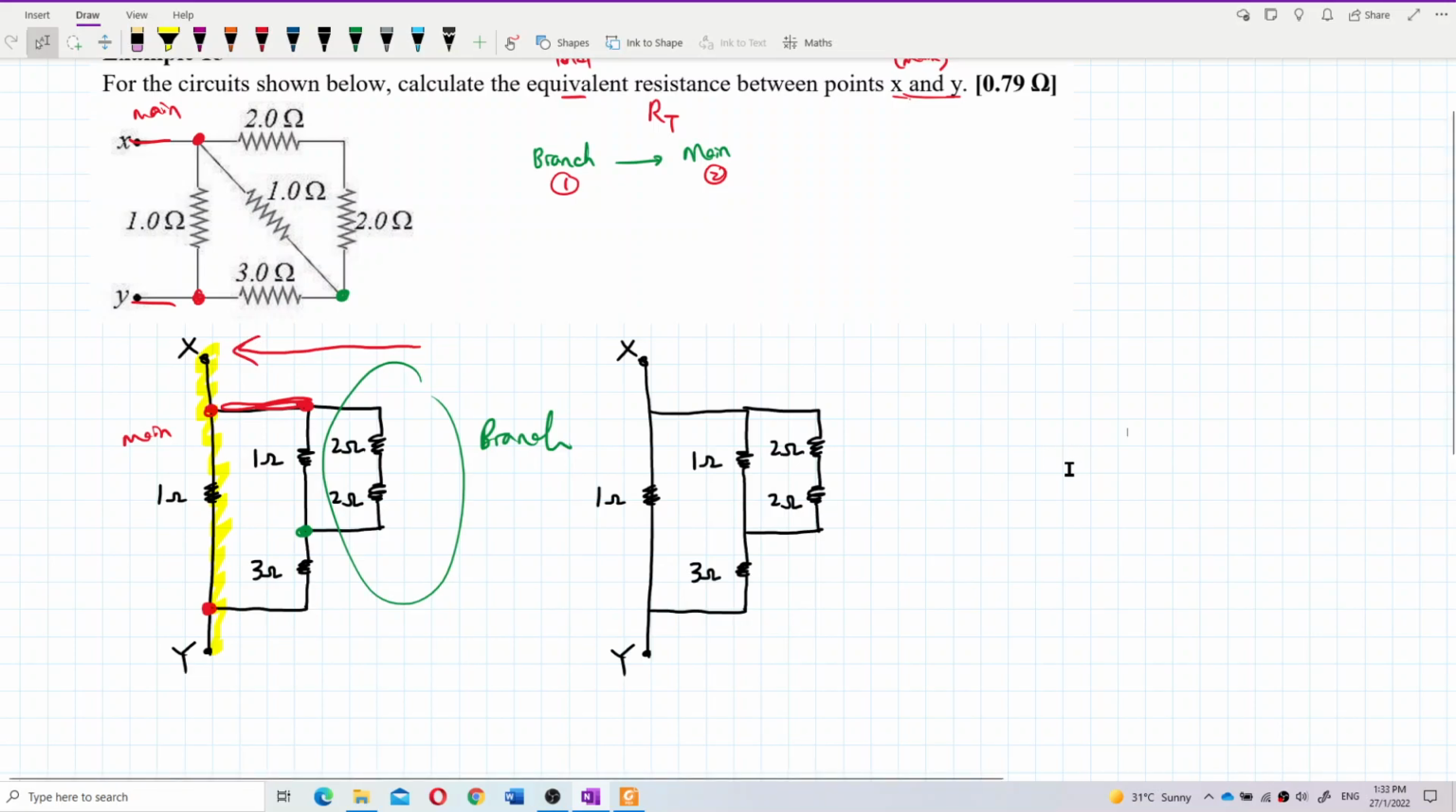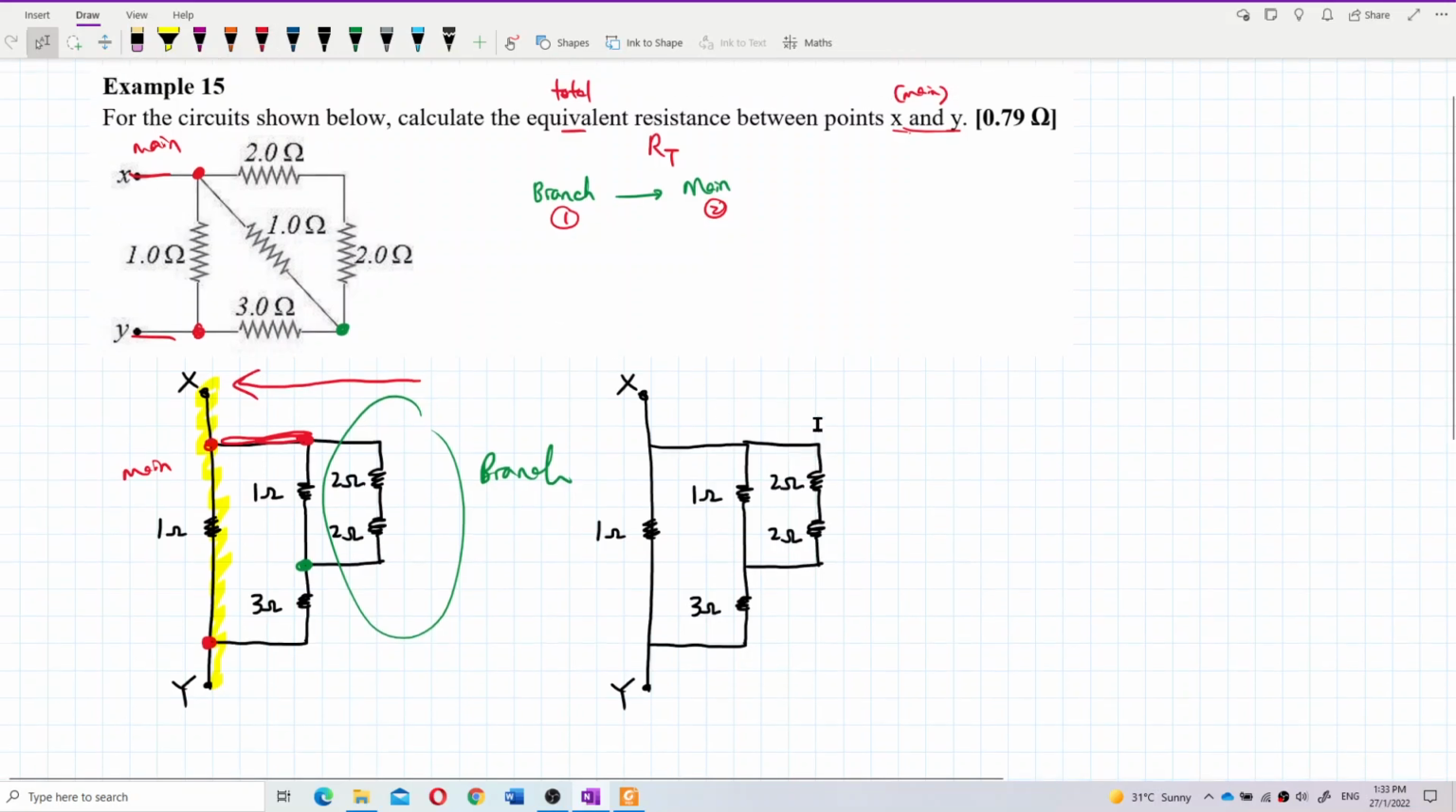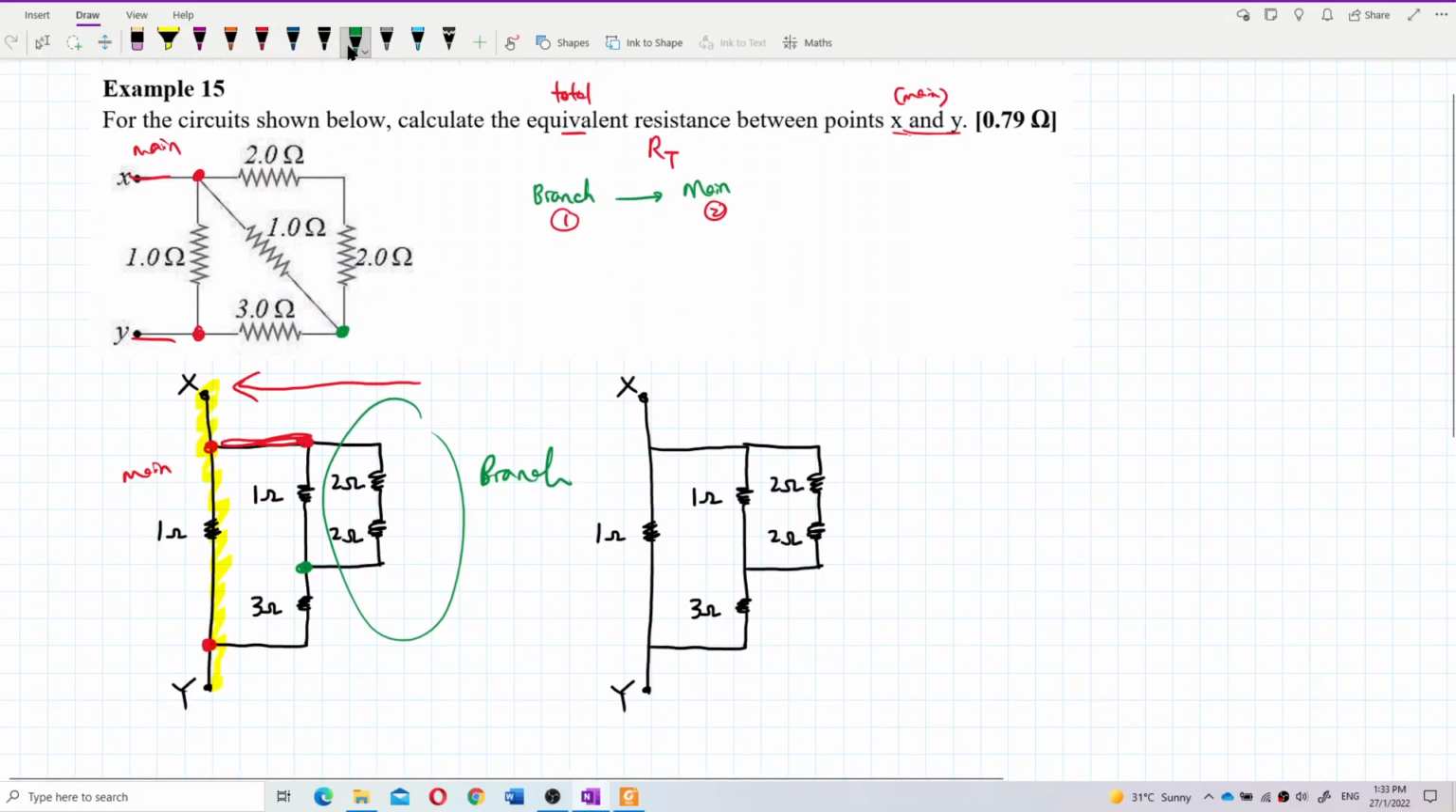Okay, I redraw the diagram. So now I'm going to go from branch to main circuit. I redraw over here. I want to label first. I label this one as R1, this one is R2, this is R3, this is R4, and at last this is R5. I label like that. So now I can start doing.